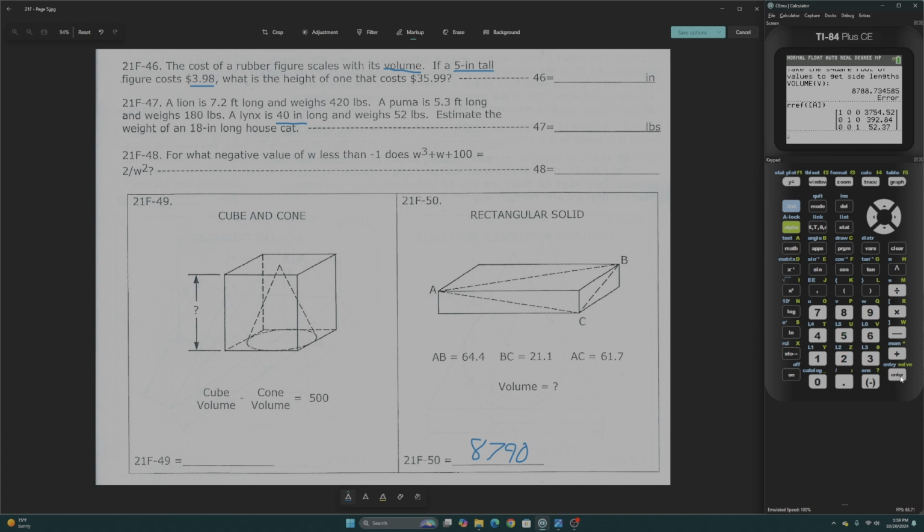0.52, the square root of 392.84, and then finally the square root of 52.37. And then you will multiply all these, and I think you'll wind up with the right answer. If not, I can check what the program's doing.